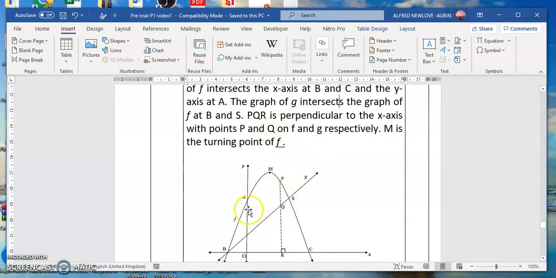This is the graph of f, the parabola. And Q is on g. This is the graph of g. Respectively means P is on what? f, and Q is on g.